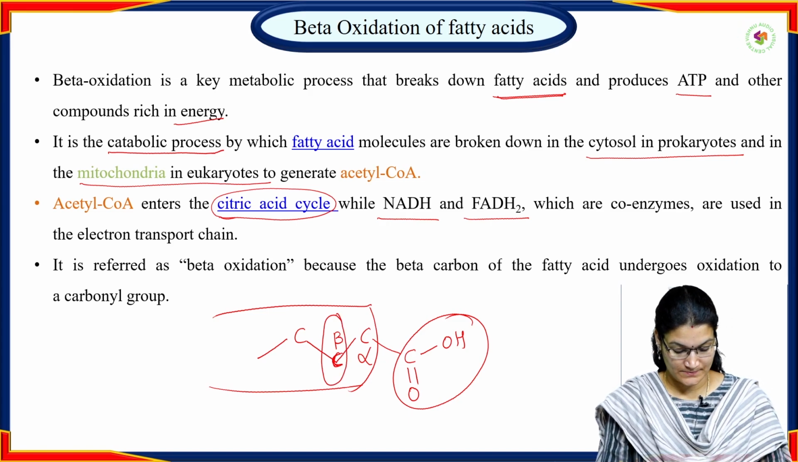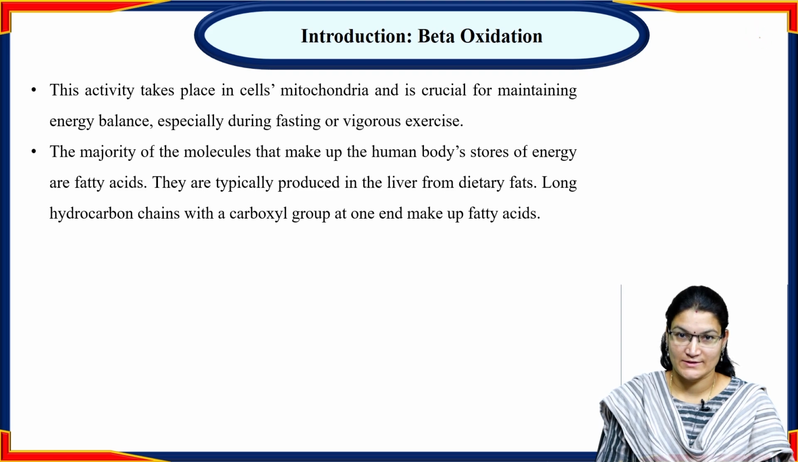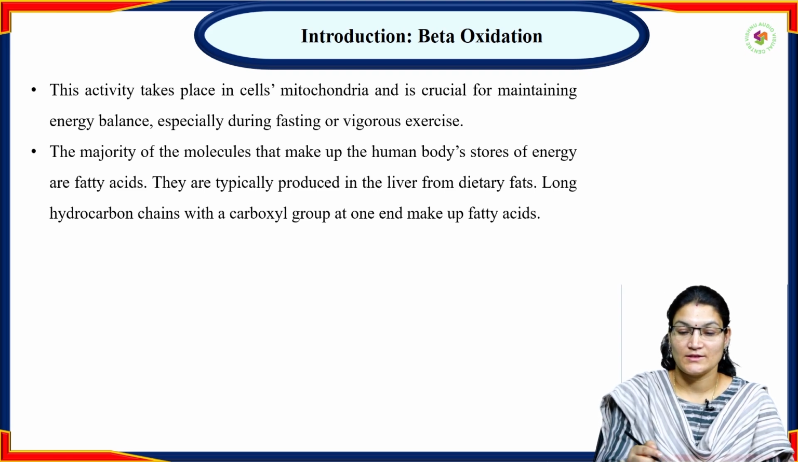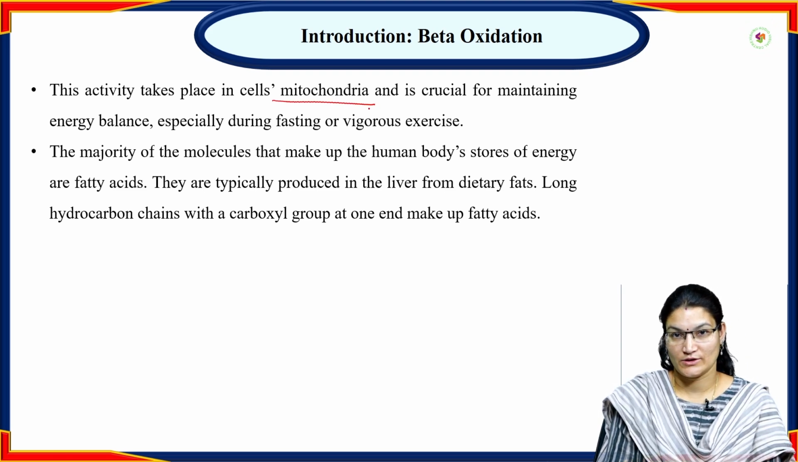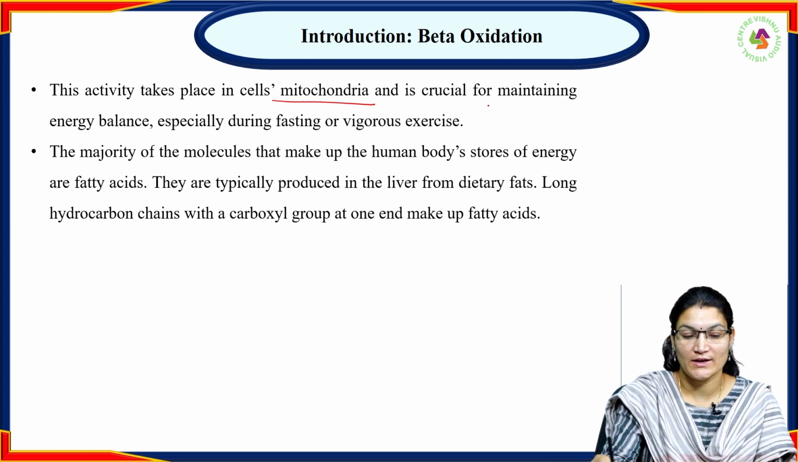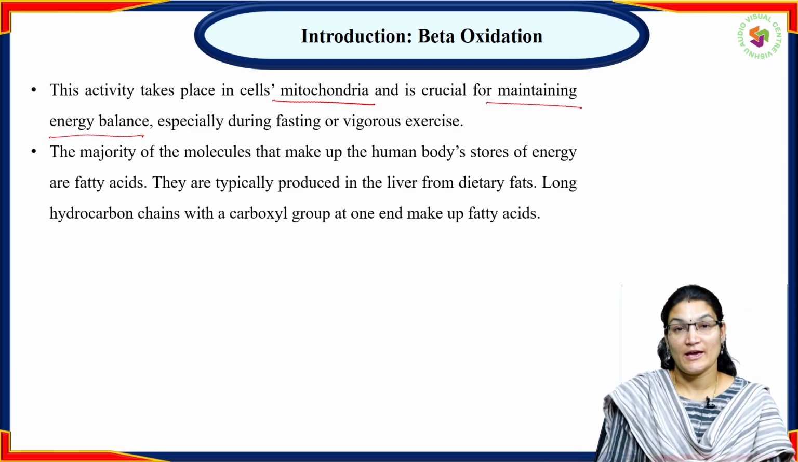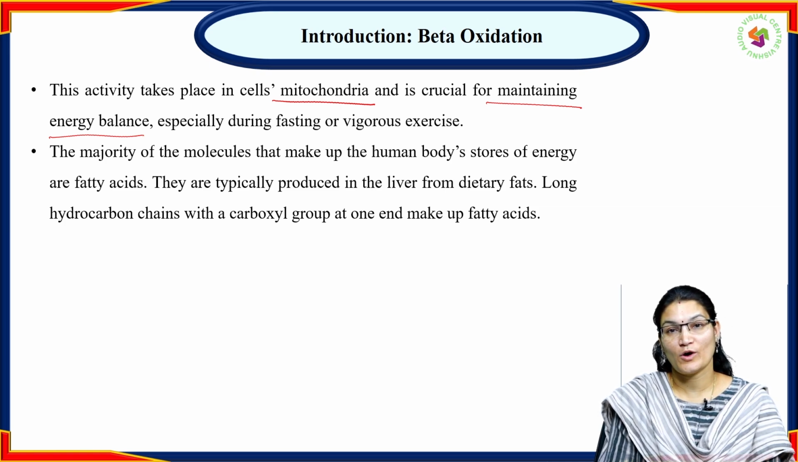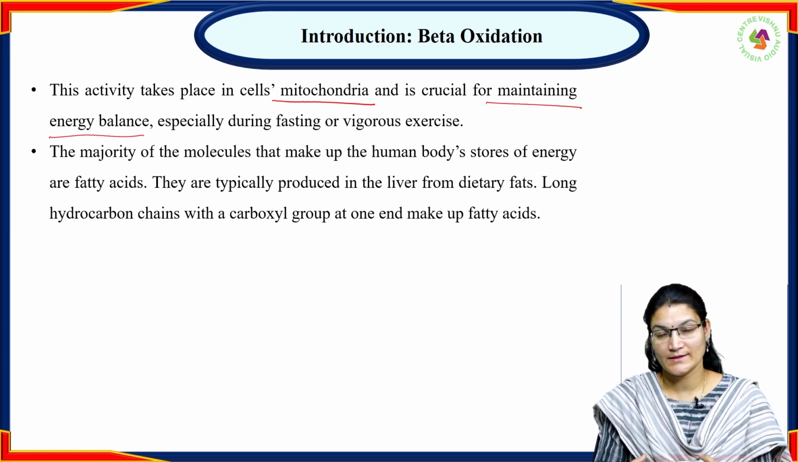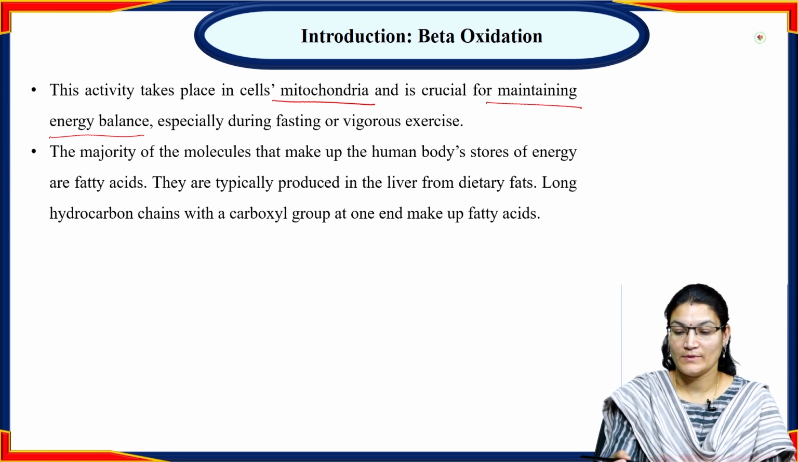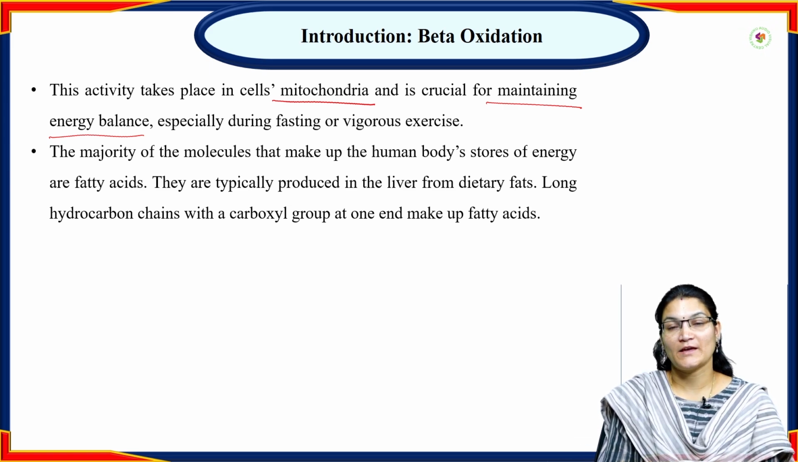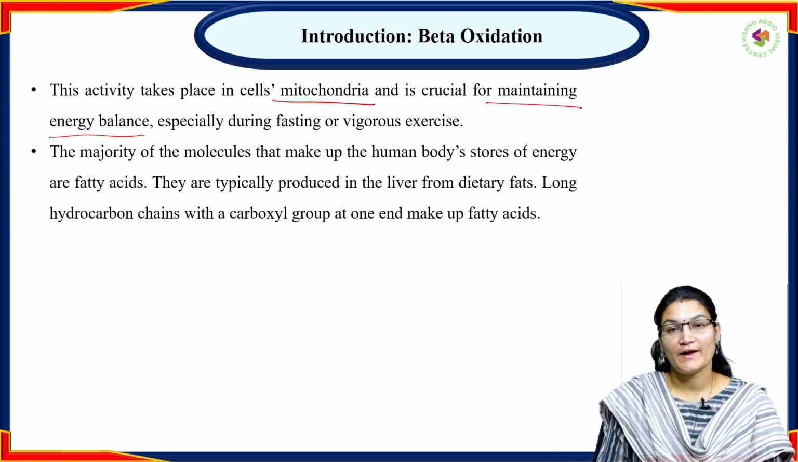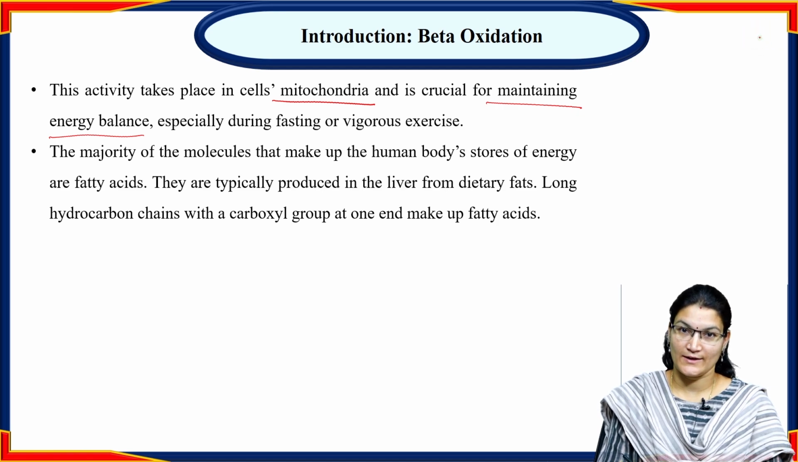fatty acids. As I already mentioned in the previous slide, it occurs in the mitochondria of eukaryotic cells, and it is crucial in maintaining energy balance, especially during fasting and exercise conditions. The majority of molecules that are made in the body are those that store energy in the form of fats. These fatty acids are typically produced in the liver of the human body. Along with that, they are also taken in through dietary sources of food.